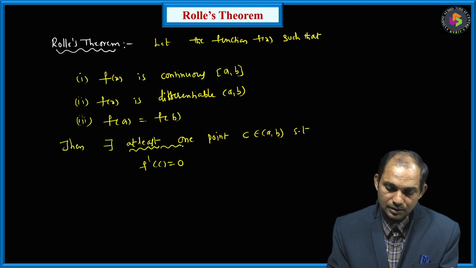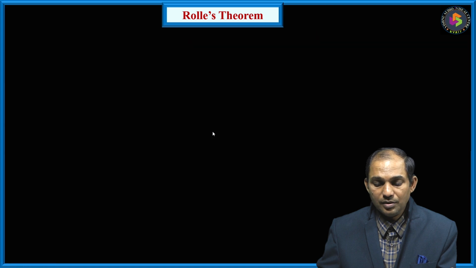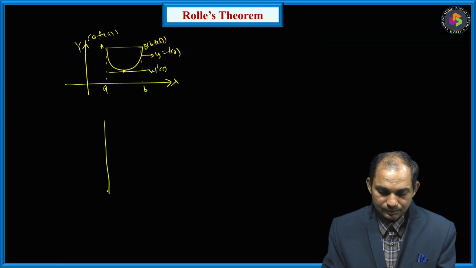And we mentioned in the statement of Rolle's theorem the words at least. That means there may be more than one such c in the open interval a comma b. To illustrate that, let me take another rough sketch here.